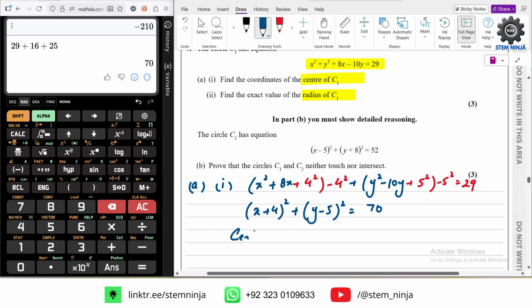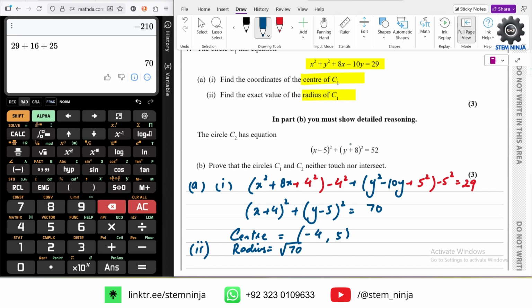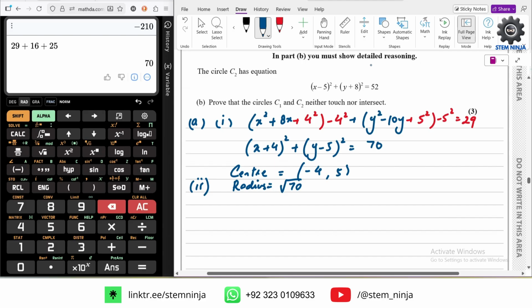So center is minus 4, 5, and radius would be square root of 70. Right, okay. In part B, you must show the detailed reasoning. The circle C2 has equation this. Prove that circle C1 and C2 neither touch nor intersect.